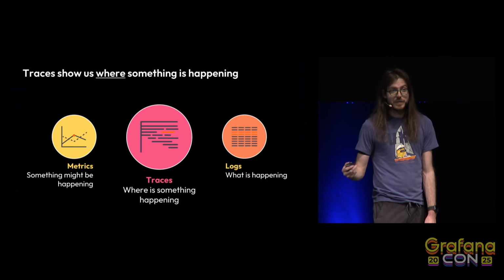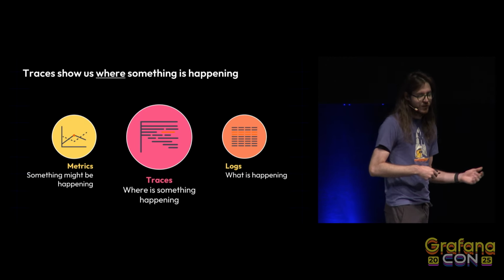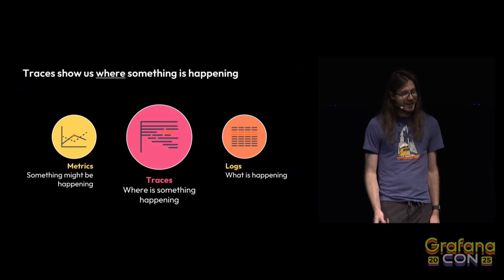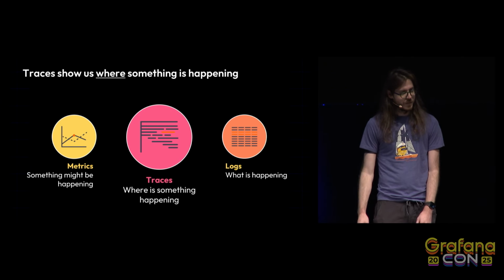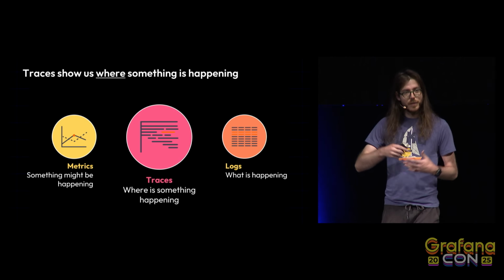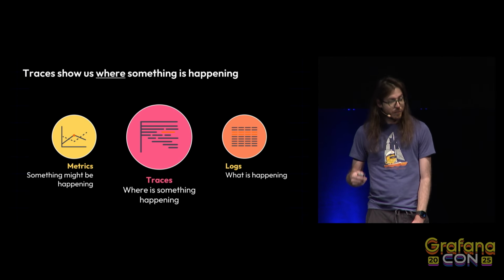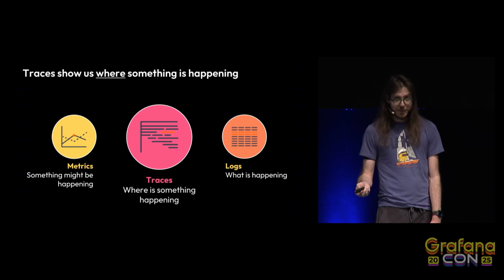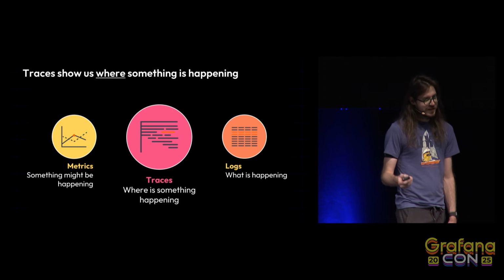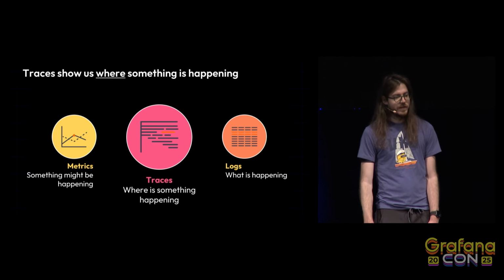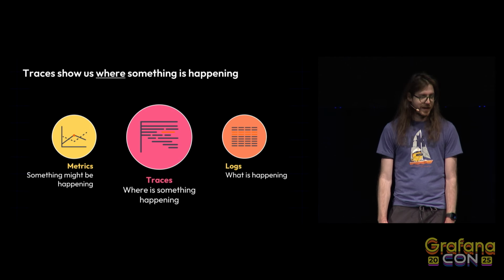This doesn't necessarily mean that one signal is better than the other. Traces don't rule them all. They have their own strengths and weaknesses. So I think they really are better together. Metrics tell us that something might be happening. Traces tell us where something is happening. And logs tell us what is happening.